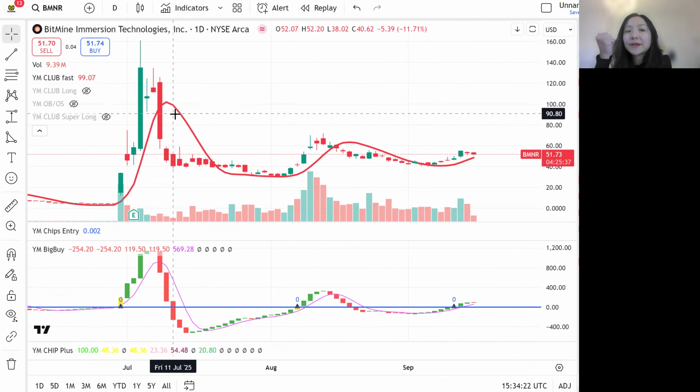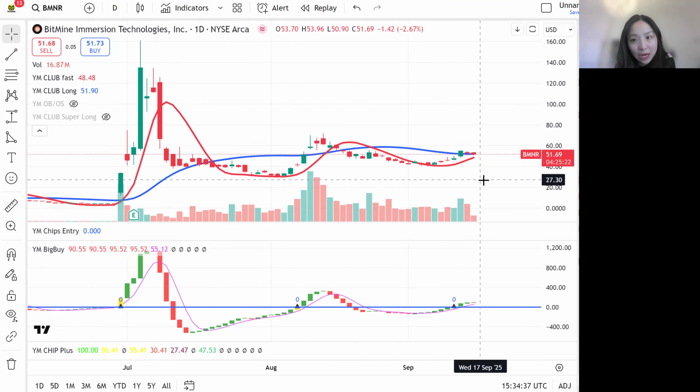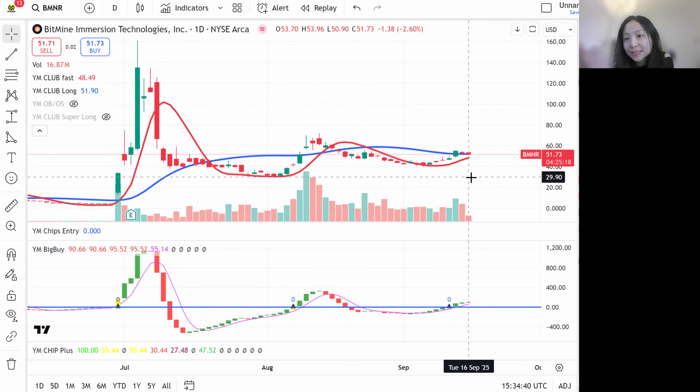First thing, this stock is a momentum stock. You do short-term trades. You can use YM Club Fast and YM Big Buy. And then the YM Club Long is still going downward, so this is something you need to be careful about. That's why this is a short-term trade.